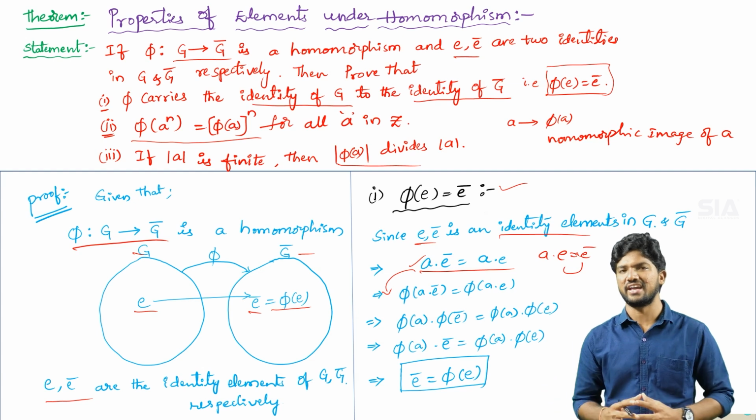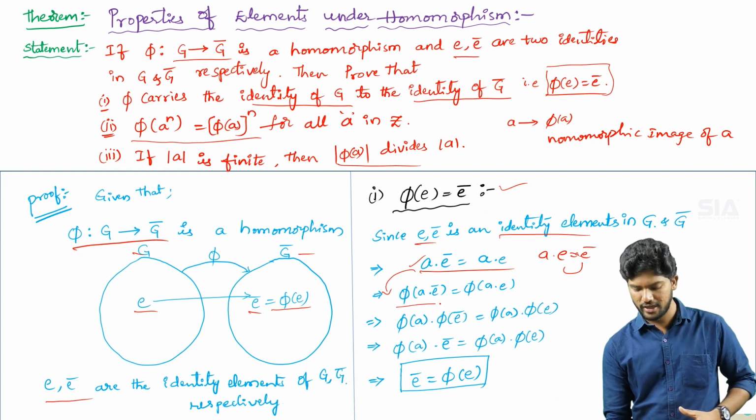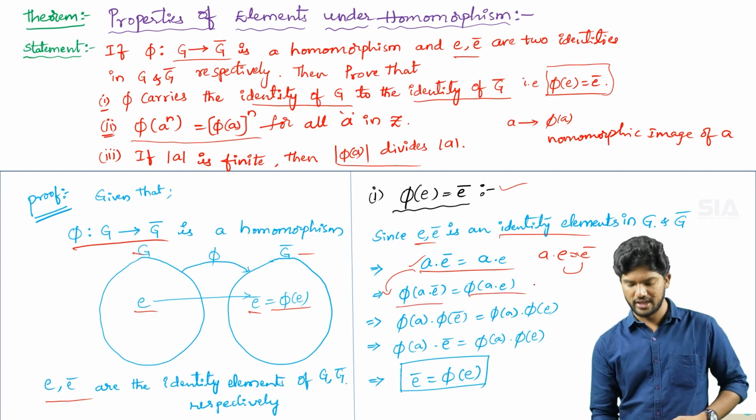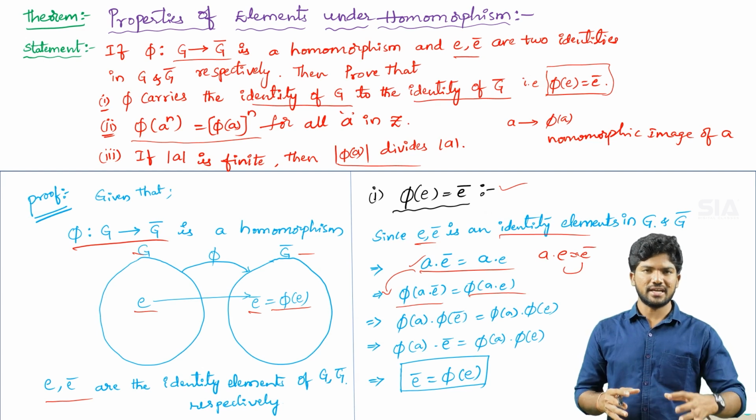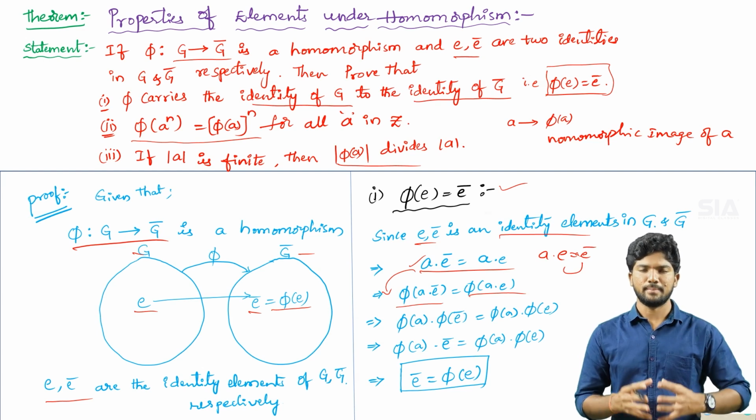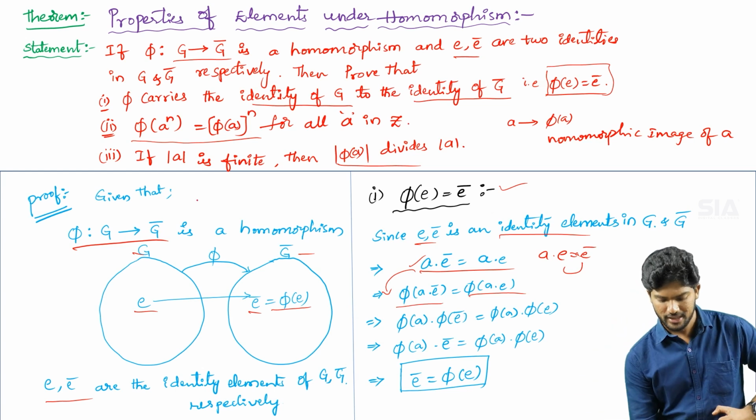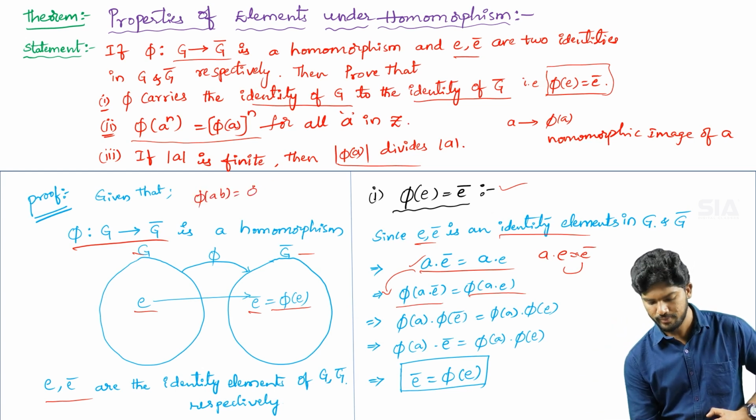Okay, multiplying pi on both sides. Pi of A into E bar is equal to pi of A into E, according to the statement of the homomorphism. Why? Because this mapping is a homomorphism. A mapping being a homomorphism is nothing but that pi satisfies pi of A into B is equal to pi of A into pi of B.